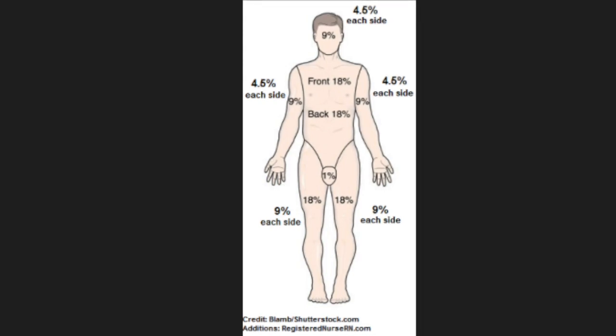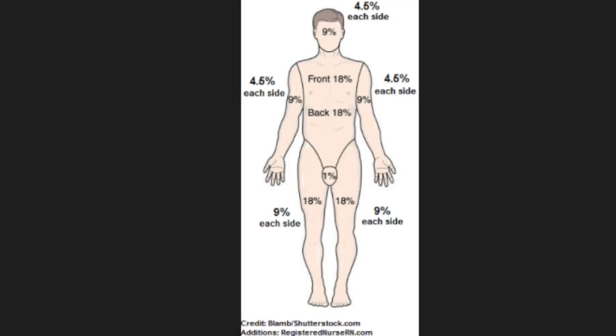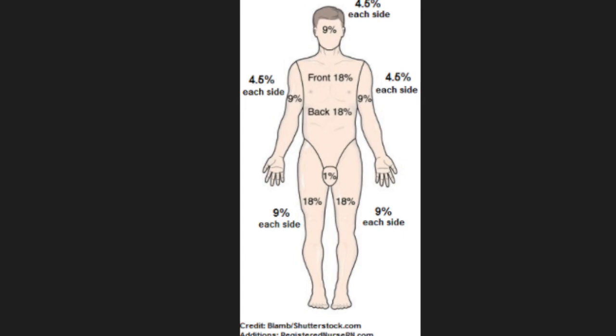You can see the body is broken up into sections, and this is how you determine the total body surface area, TBSA, of a burn. You can remember it easily because it's broken up into percentages of nines. So we'll start with the legs and move up.